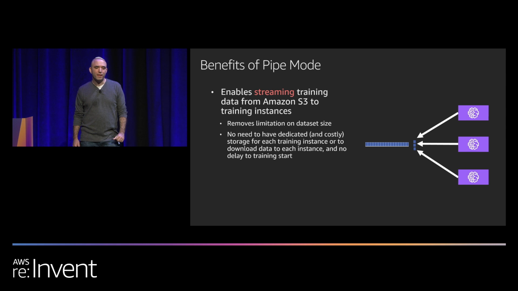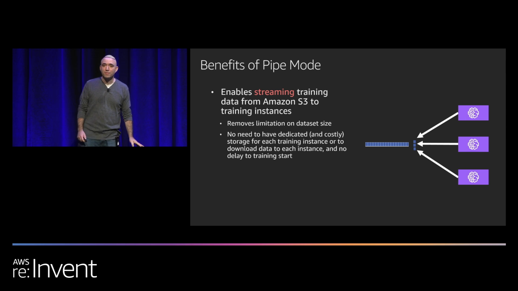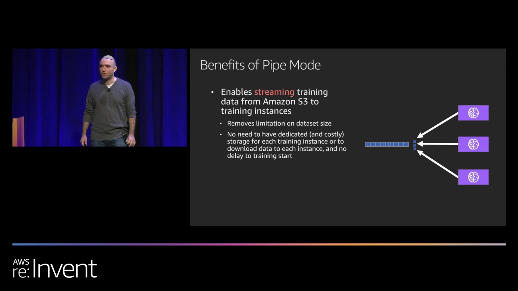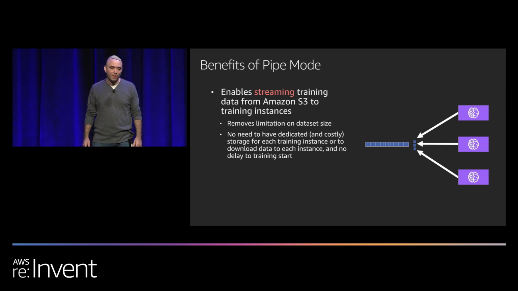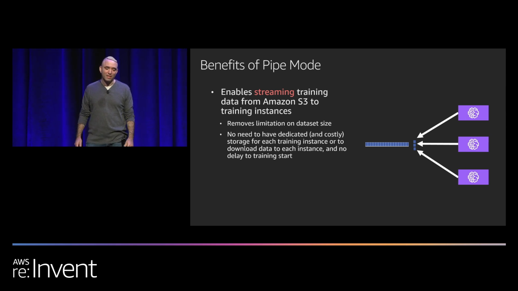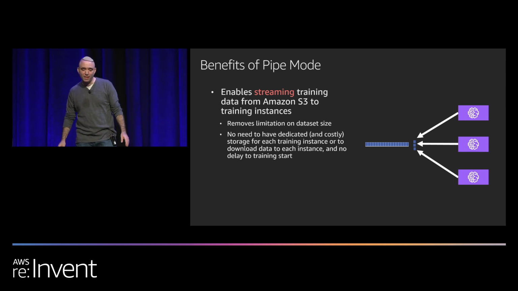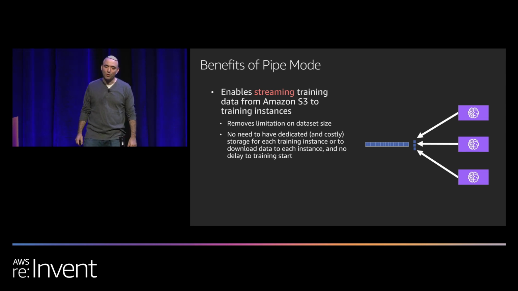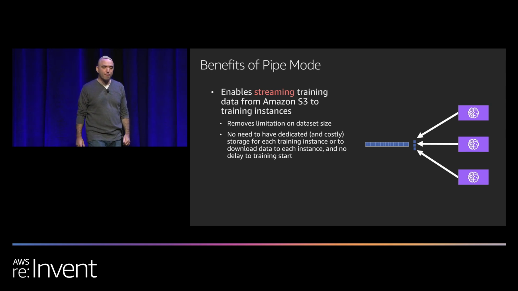This ability to stream data directly from S3 to the training instances has some very important implications for us. Firstly, this removes any limitation on the size of our data set. Recall that we often train with mountains of data sets that can reach up to 200 terabytes. We can now store all of this data in S3 and stream it directly to the training instances without ever having to worry about local storage costs or constraints, and without any download delay.